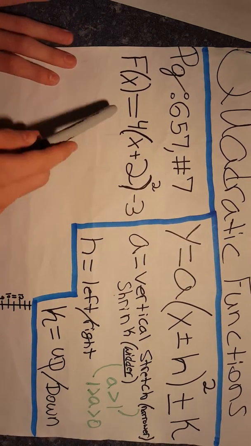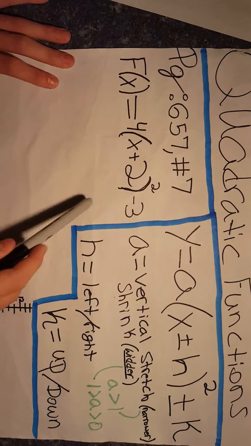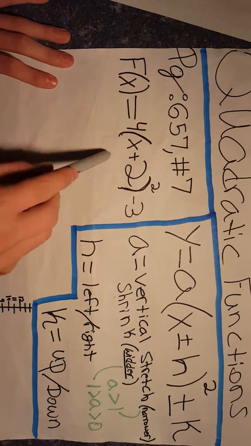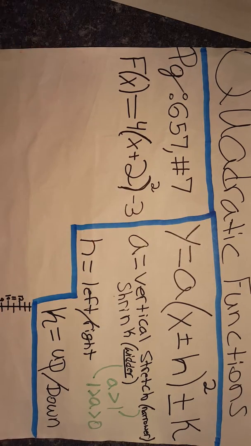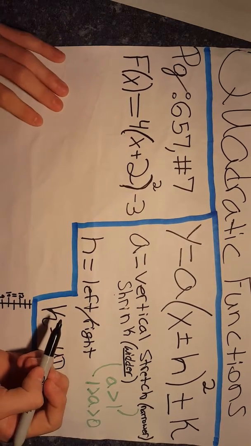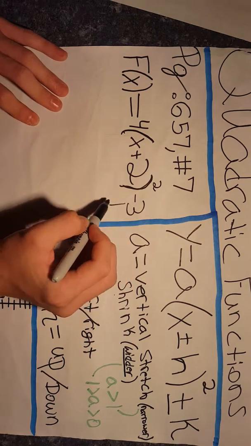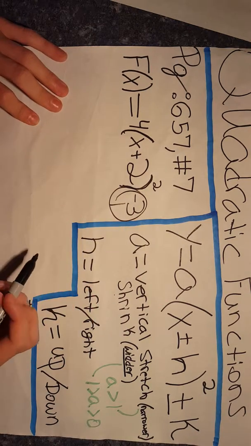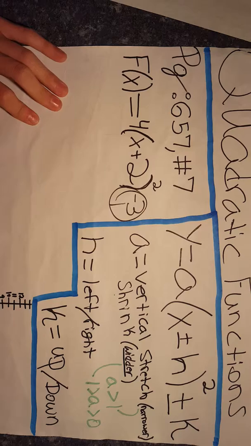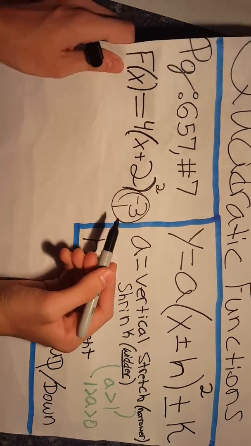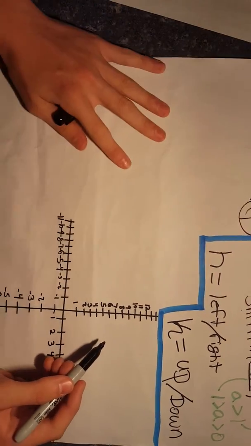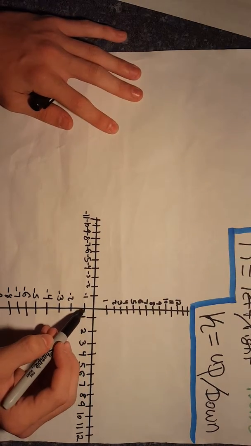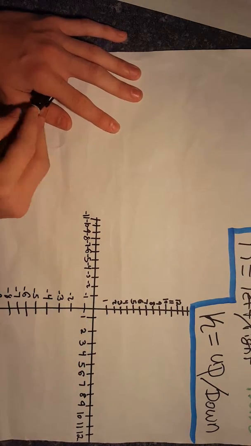Our problem here is f of x equals 4 in place of the a, times x plus 2 squared minus 3. Another important thing when you're graphing these: you always start here at this number, because this is your y-intercept. This is where your problem is going to start. In this case it says negative 3. So we're going to go down on the graph negative 3. So 1, 2, and 3.